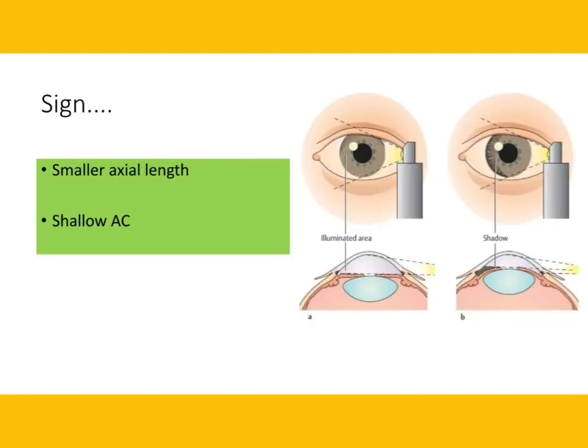Okay, and the sign, if I say, is a smaller axial length. If you measure the axial length of the hypermetropic eye, you will find a smaller axial length, because axial hypermetropia is more common than curvature hypermetropia, and a shallow AC. So this is why hypermetropic patients are more prone to primary angle closure glaucoma.